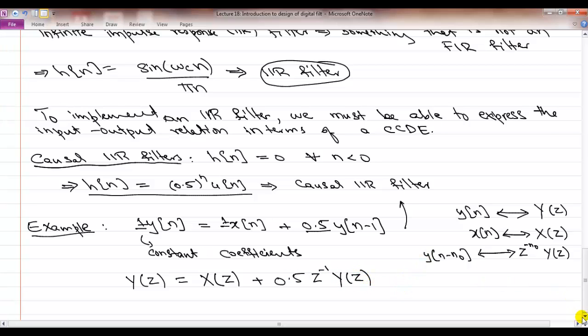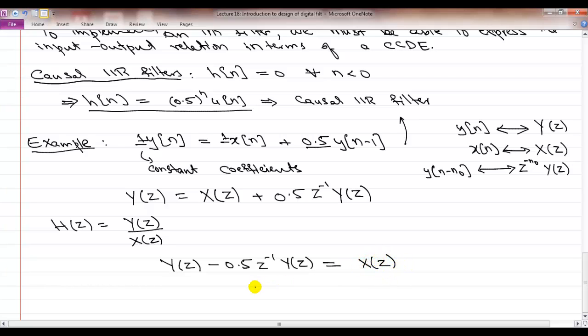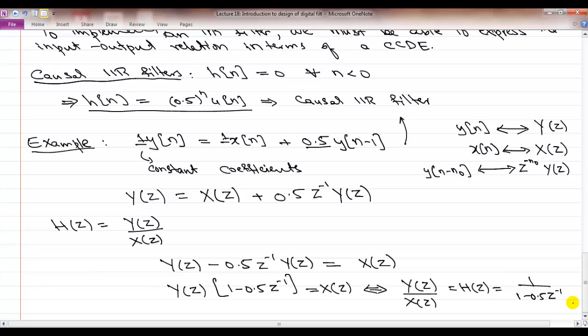Now, to get the impulse response, you want to get the transfer function. So you want to get H(z), which is given by Y(z) over X(z). Convolution in time is multiplication in frequency, so if you do the division, you get H(z). I bring this term here, and I'm sure you have seen that many times in your linear systems class. I just take this common, I get Y(z) times (1 minus 0.5 z inverse) equal to X(z), which means that Y(z) over X(z), which is H(z), is 1 over 1 minus 0.5 z inverse.